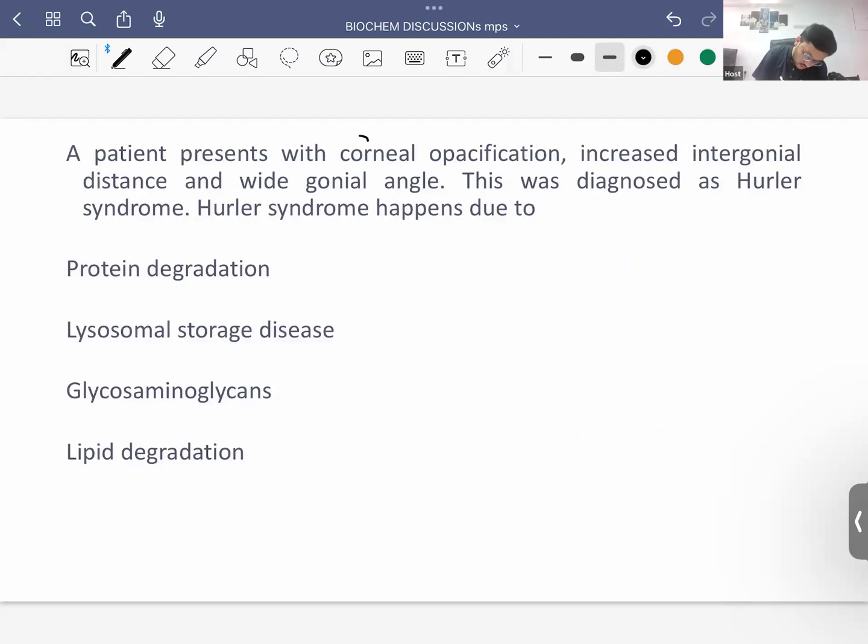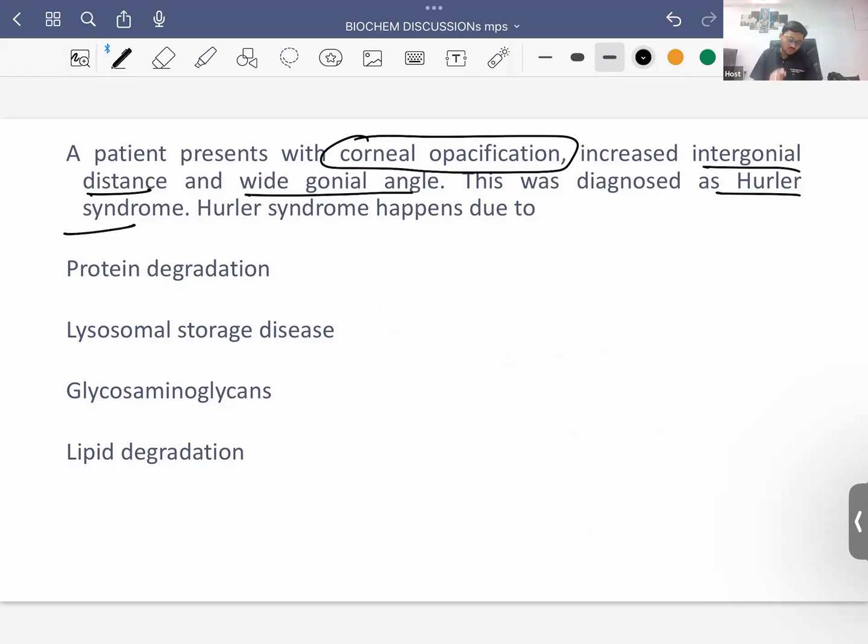Okay, a patient is coming to you with corneal opacification or corneal clouding that we saw, with increased intercorneal distance and wide gonial angle. These are all features of macrognathia or coarse facial features, as we just now saw. The condition was diagnosed as Hurler syndrome. This is due to lysosomal storage disease? It's not lysosomal storage disease. The condition is that lysosomal hydrolase enzyme is not working properly. Hurler syndrome happens due to glycosaminoglycans. The actual question should be glycosaminoglycan accumulation. This is a question from NEET MDS 2024, but the answer is glycosaminoglycans. Remember this. Is it clear, students? Yes, sir.